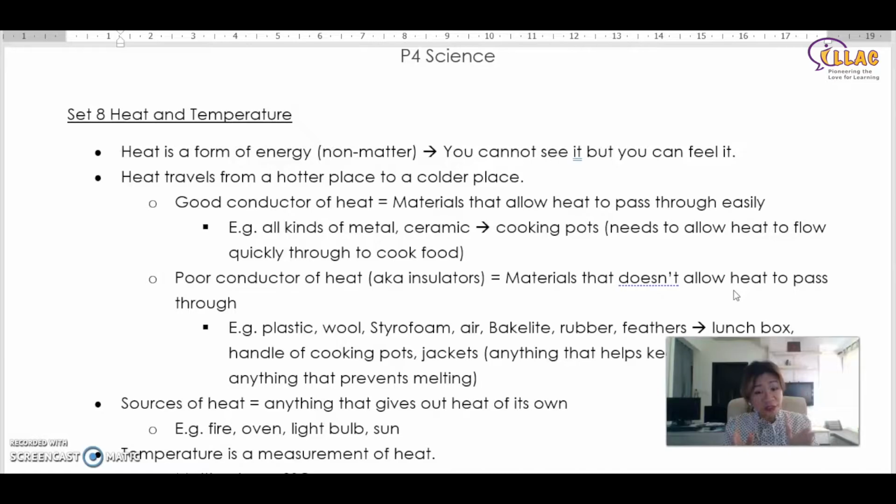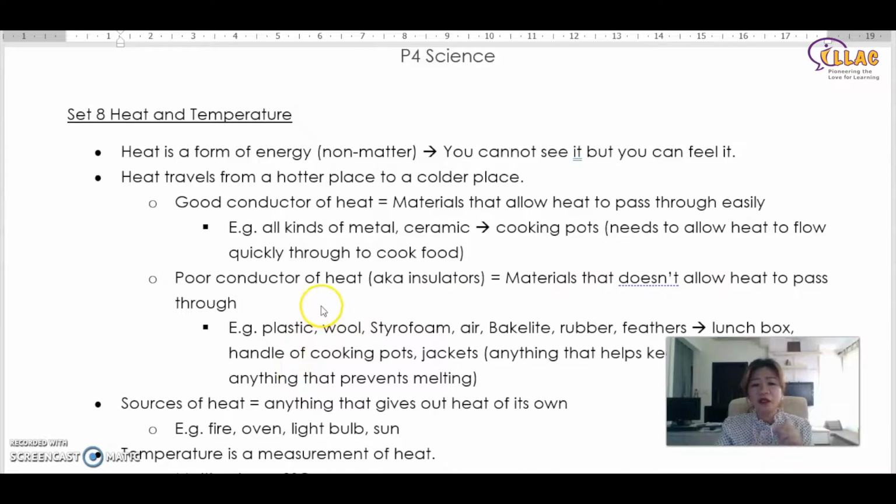If it's something hot, like for example the food, you want the food to be kept warm. So you don't want the heat from inside of the food to come out into the surrounding, to heat up the surrounding. You don't want that to happen. Therefore, you want a poor conductor of heat to contain your food. So in that sense, both ways, a poor conductor of heat is actually very useful in our daily lives.